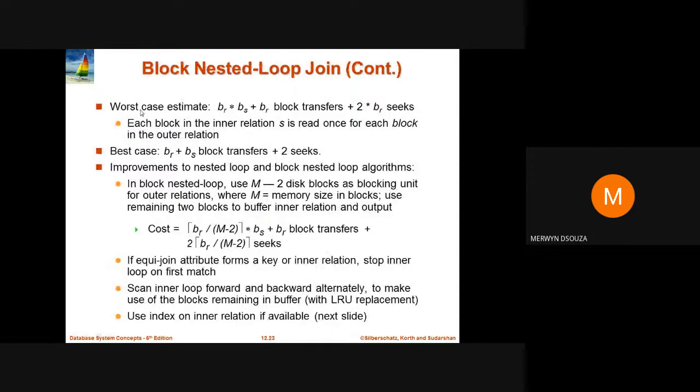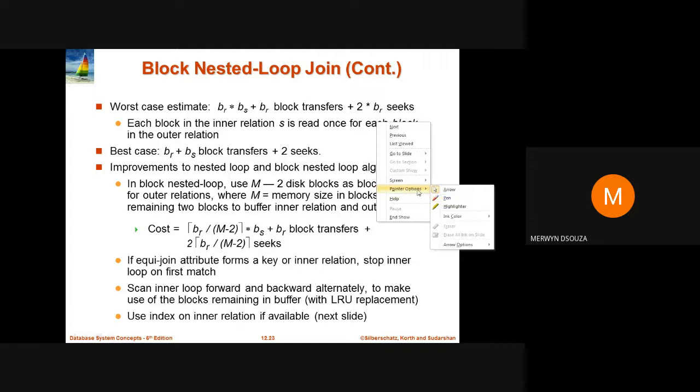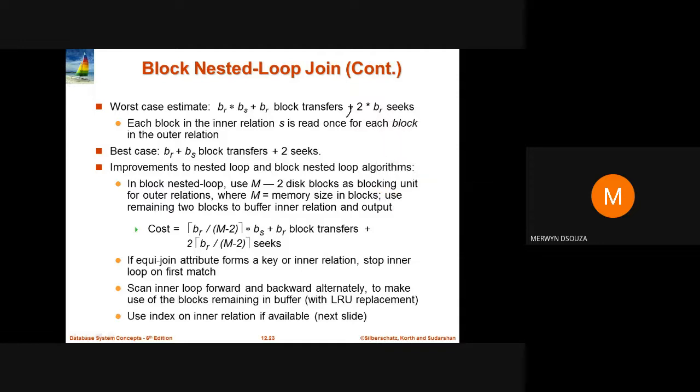So how do you estimate the cost? In the worst case, the number of block transfers will be BR into BS plus BR, and the number of seeks will be 2 into BR. Here there should be a comma, it's not plus. So why 2 into BR? Each block in the inner relation S is read once for each block in the outer relation.